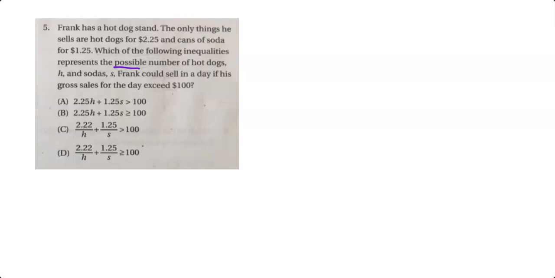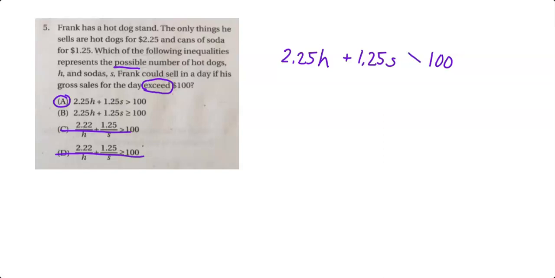Okay, so if we want to know, each hot dog costs $2.25, so the total amount of money or sales from hot dogs would be 2.25 times the number of hot dogs, which would be 2.25 times H. And then we have 1.25, which is the cost of one can of soda, times S, which is the number of sodas. So we can tell right away C and D are not possible answers. The only thing left is that it's either greater than 100 or greater than or equal to 100. Well, the word exceed means that it can't be equal to. So we're left with answer A, greater than 100.